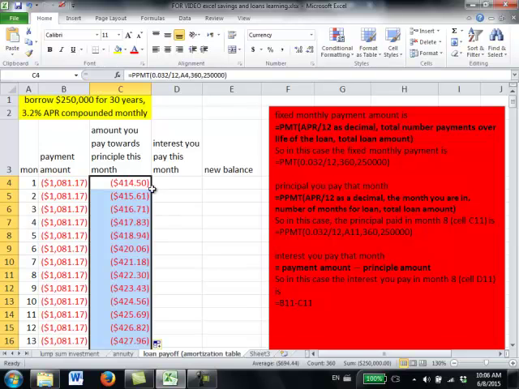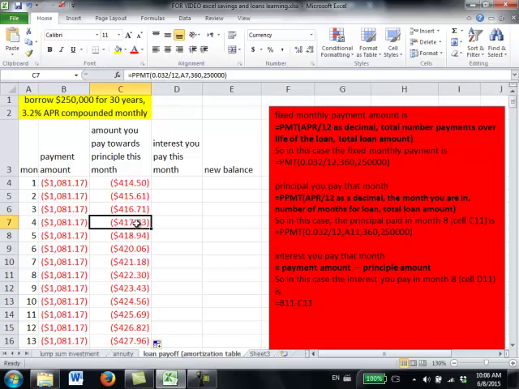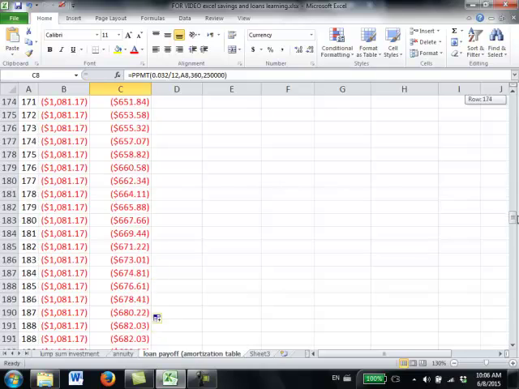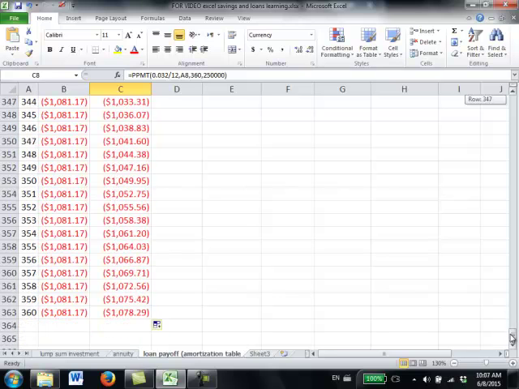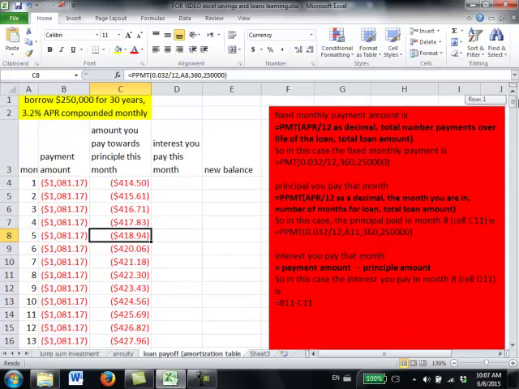If I drag that formula all the way down, you notice that this amount is changing. It's actually going up. In the beginning, when you get a loan, a little tiny bit will go towards principal each month, but as the life of the loan goes on, more and more of your payment is going to be paid towards the principal and less towards interest. So you see by the end of the loan here, like $1,000 a month is going to be paid towards your principal, almost your entire payment. But at the beginning, almost all of it's going to be going towards interest.